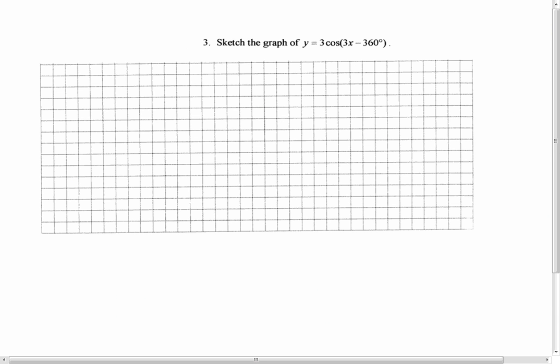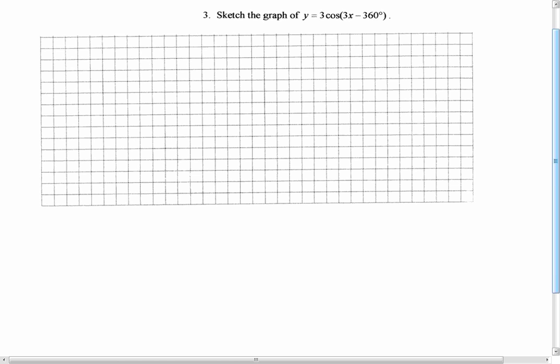Last but not least, y equals 3 cos 3x minus 360. So let's make a list of what we see. First of all, the first 3: we have an amplitude of 3. It has not been flipped across the x-axis. There's no reflection, so we're going to do a normal cos curve. I did cos instead of sine because I think sine is easier when it starts at 0, 0. So we're going to do a cos together.